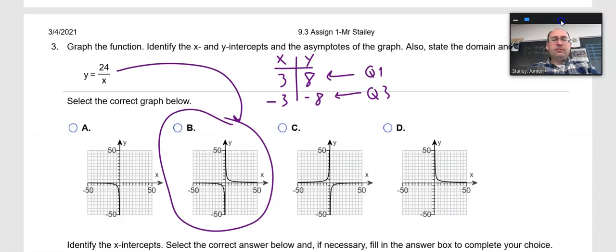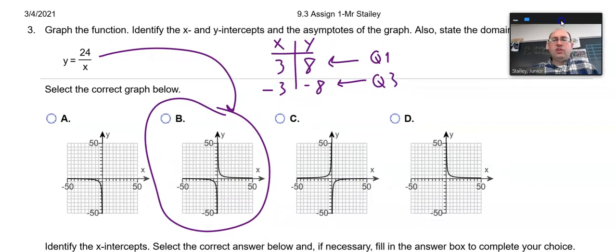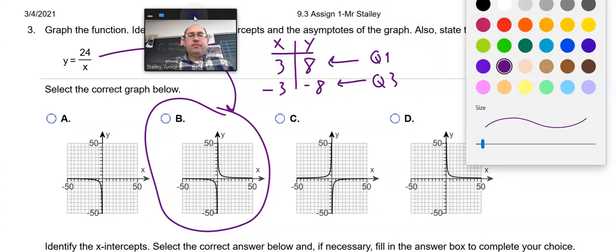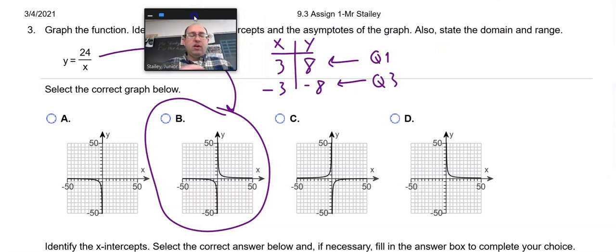Okay, now, you're graphing this question. How do I just quickly tell which quadrant we're going to be in? Well, when that's a positive number, I can make a chart like I did right here.